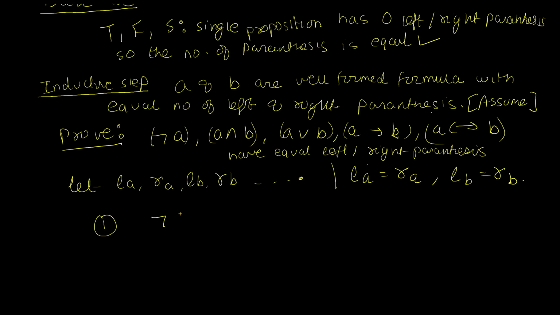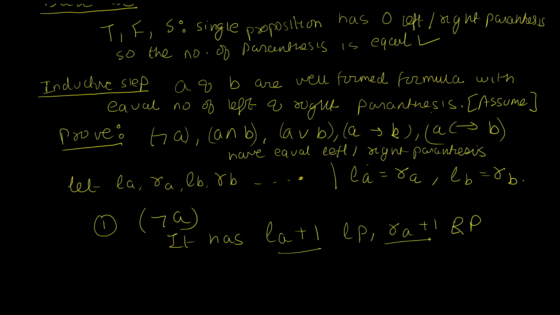So if we look into the case of not A, how many left parentheses would it have? See, A already has LA left parentheses, and one more is added here. It has LA plus 1 left parentheses, and what on the right? It's similarly just going to be the count of the right parentheses of A plus this one. So it's just going to be RA plus 1, and that's going to be the count of the right parentheses. Can you show that this number and this number are equal? Obviously, since LA is equal to RA, LA plus 1 would be equal to RA plus 1. And we would just say, since the left parenthesis count of A is equal to the right parenthesis count of A, this implies that LA plus 1 equals RA plus 1.